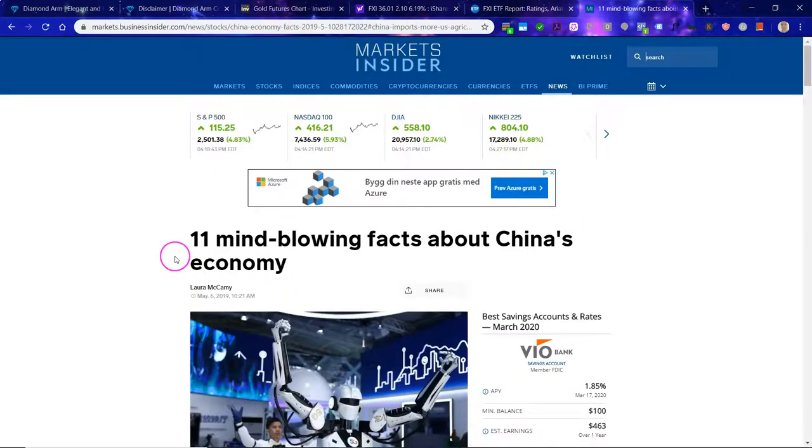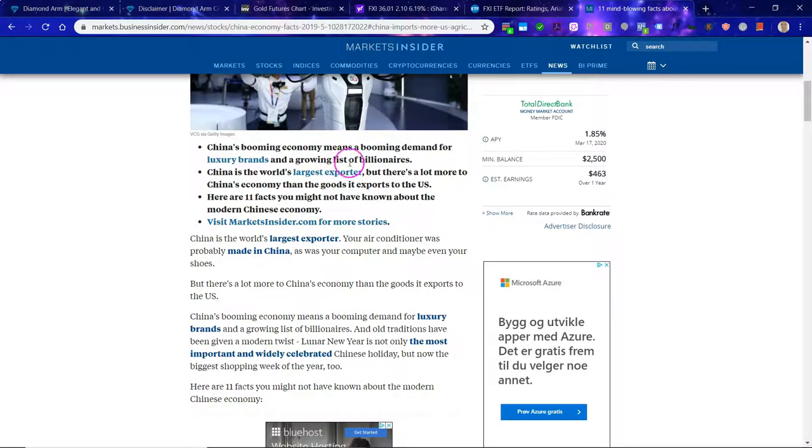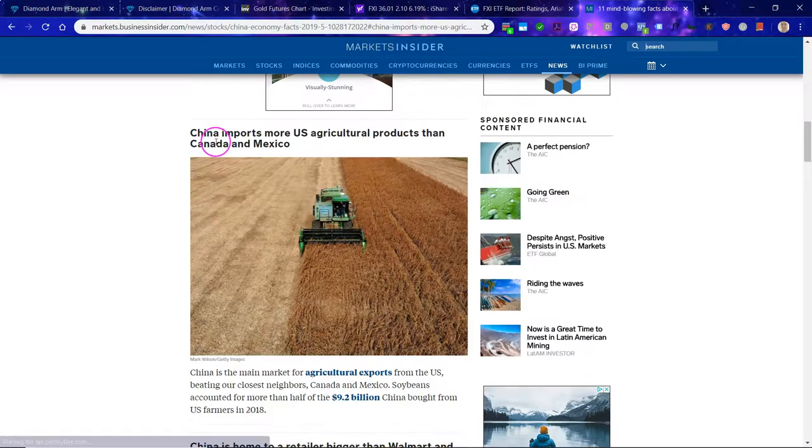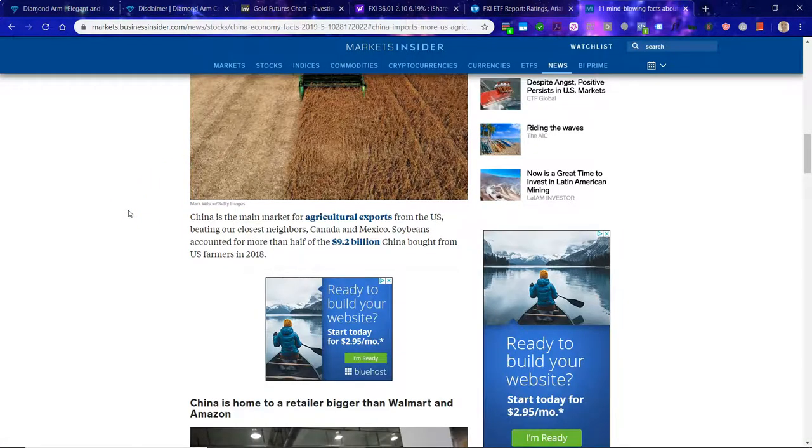Let's also look at some mind-blowing facts about China's economy from Markets Insider. China's booming economy means a booming demand for luxury brands and a growing list of billionaires. It's the world's largest exporter. China imports more US agricultural products than Canada and Mexico. So that's interesting.